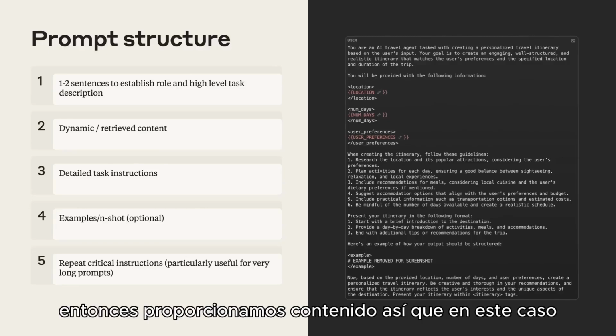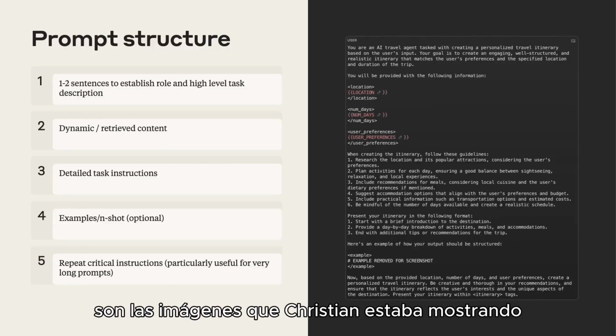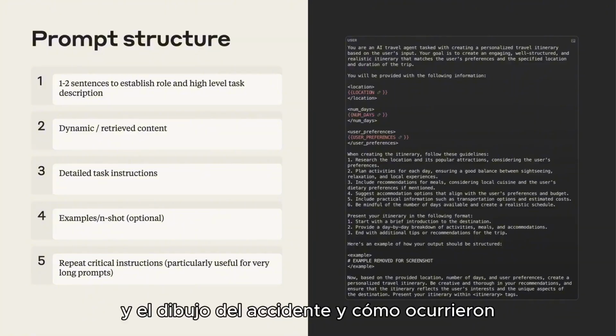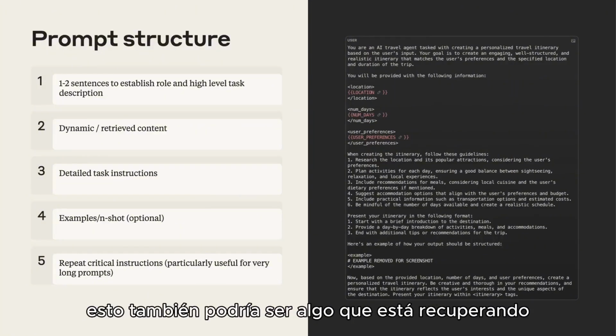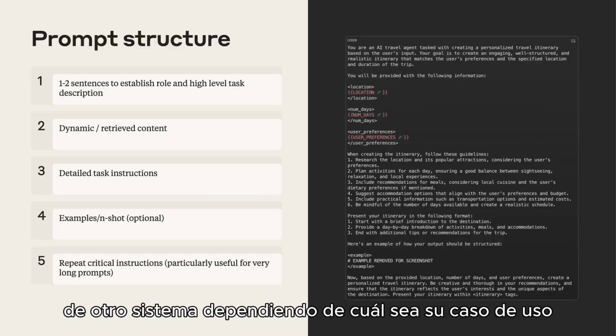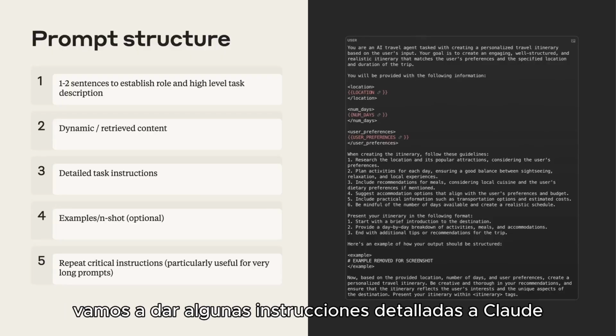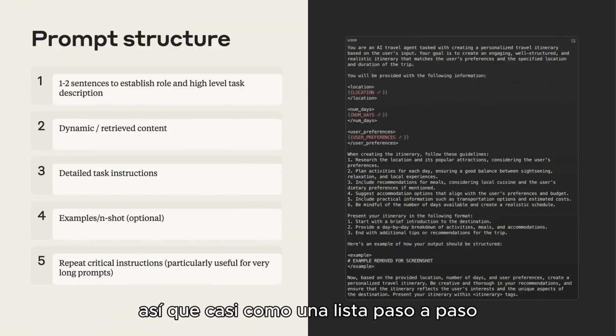Then we provide content. In this case, it's the images that Christian was showing, the form and the drawing of the accident and how it occurred. That's our dynamic content. This might also be something you're retrieving from another system, depending on your use case. We're going to give some detailed instructions to Claude, almost like a step-by-step list of how we want Claude to go through the task and how we want it to tackle the reasoning.